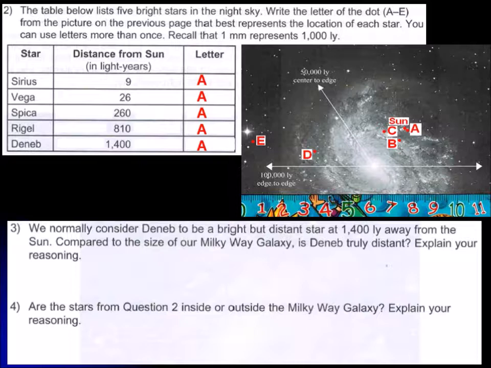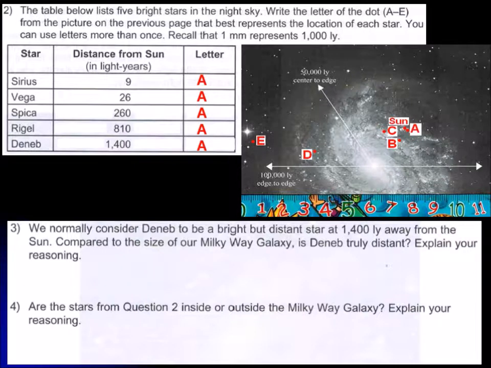Now you might question, how about Deneb? Well, in this scale, it would be 1.4 millimeters. So it has to be A because the options given are A, B, and C. Well, B is way more than 1.4 millimeters, so it cannot be. And C is even more than that. So it has to be A.